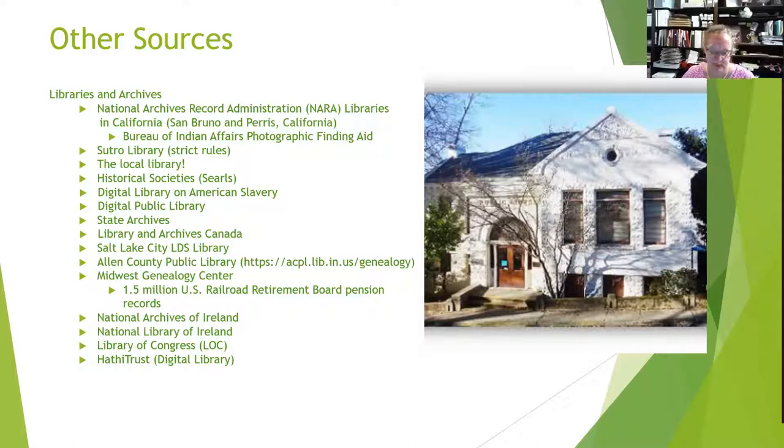But there's also the National Archives, or NARA, the National Archives and Records Administration libraries in California. There's one in San Bruno and one in Paris. The Sutro Library is part of UC Berkeley. If you go there, just know they have very strict rules. They're very formal in terms of their rules. But again, they have lots of information, as this is a state library, the state archives.